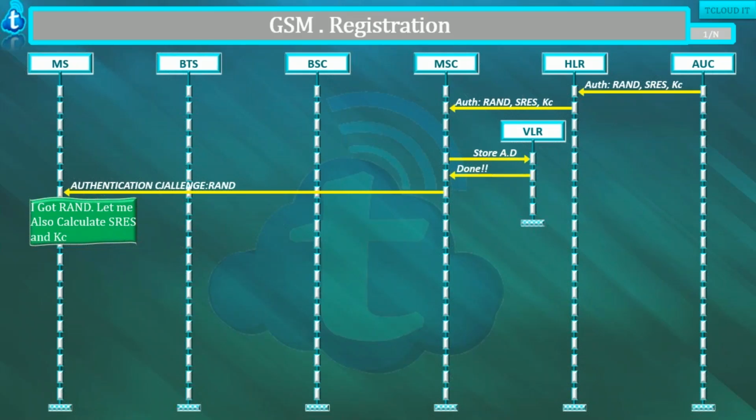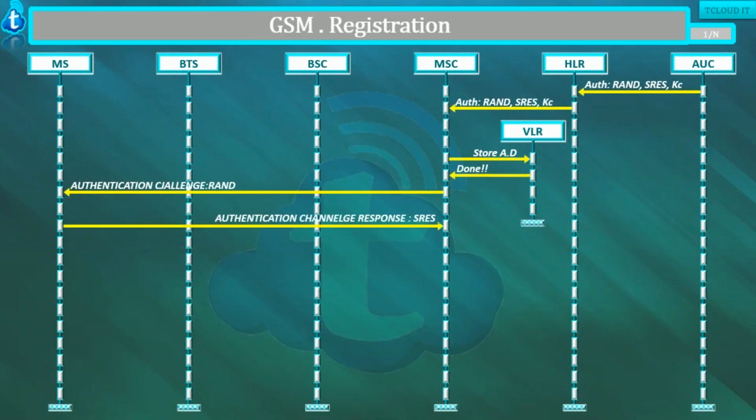I am up for the challenge. I have the KI value stored in my SIM card. I have extracted that KI, and with the help of A3 and A8 algorithms that I know, I have calculated both SRES and KC. I will keep KC to myself, but I will send this SRES back to MSC. Hello. This is my SRES.